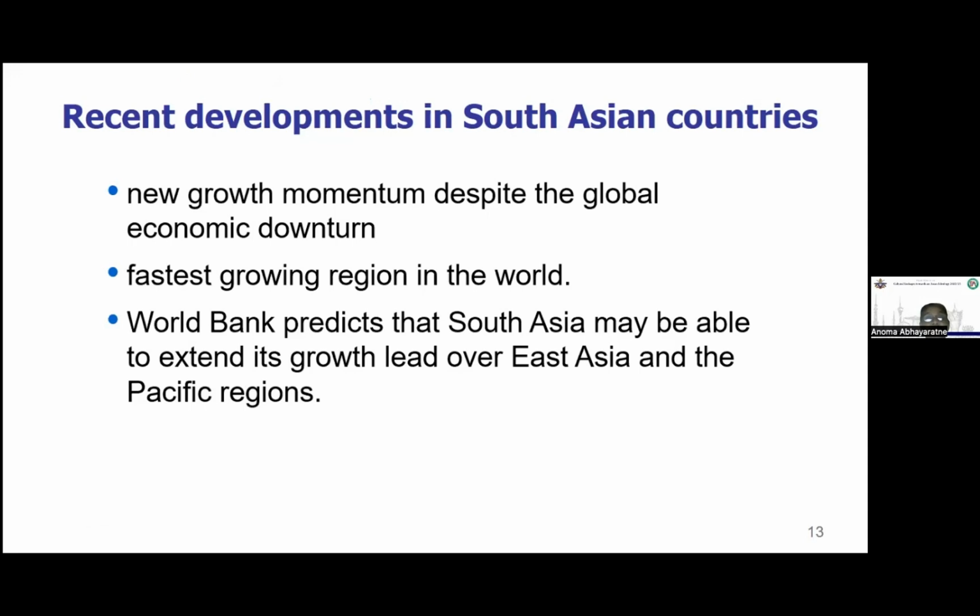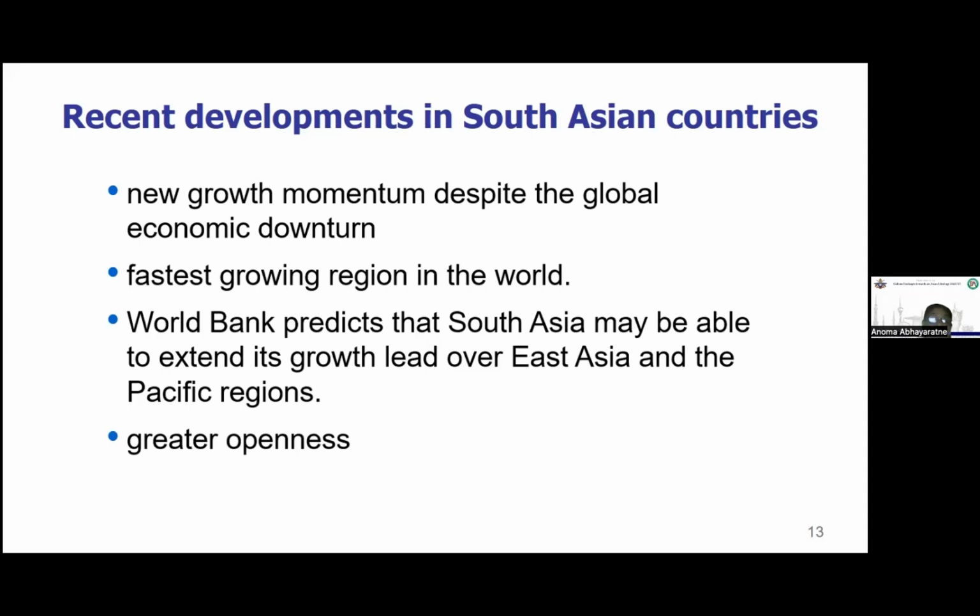So, what are the recent developments in South Asian countries? Despite the economic downturn in the world economy, most of the countries in South Asia have grown faster. South Asia can be considered the fastest growing region in the world. With that trend, the World Bank predicted that South Asia may be able to extend its growth lead over East Asia and the Pacific region. We don't know about Sri Lanka now because we are facing this economic crisis.